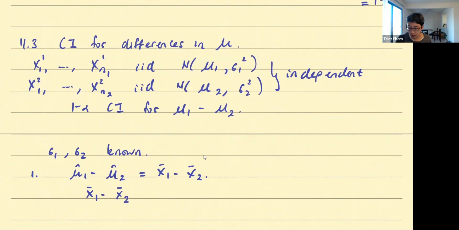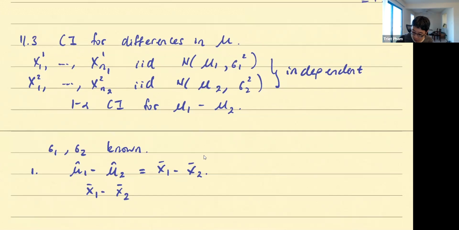For example, let's say I sample the height of the male students at Rutgers, and I sample the height of the female students at Rutgers. These two samples are independent of each other in that way. So x bar 1 minus x bar 2, because these two samples are independent, will be normal with mean mu1 minus mu2 and variance sigma 1 square over n1 plus sigma 2 square over n2.